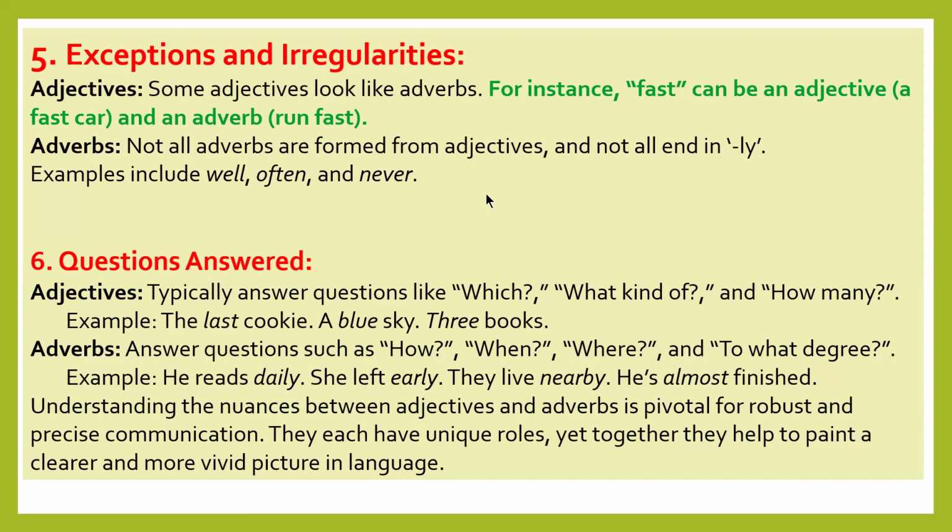Now the question arises: adjectives typically answer questions like which, what kind of, and how many. Examples: the last cookie, a blue sky, three books. Which cookie? What kind of sky? How many books? So adjectives typically help in answering questions like which, what kind of, how many.